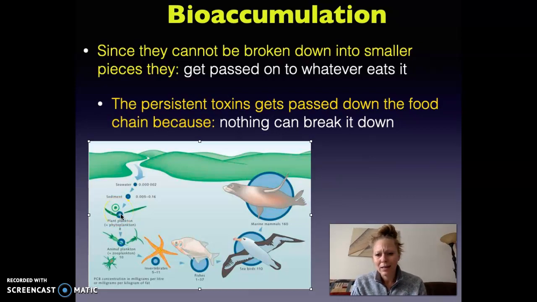And then the little blue circle here in the phytoplankton gets passed on to the zooplankton or the animal plankton. And then this little blue circle, or the persistent toxin, gets passed on to the sea star when it eats it. So as you can see, it's not going away. It just gets passed on down the food chain because nothing can break it down. It stays. It's persistent.